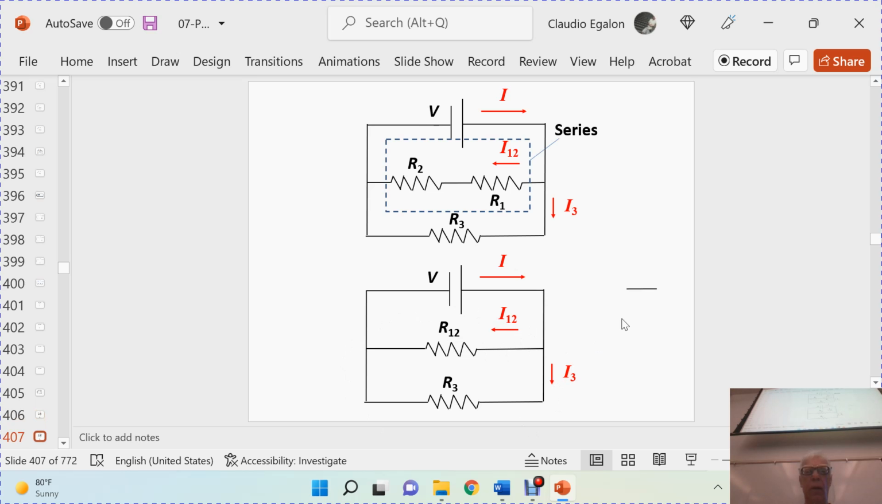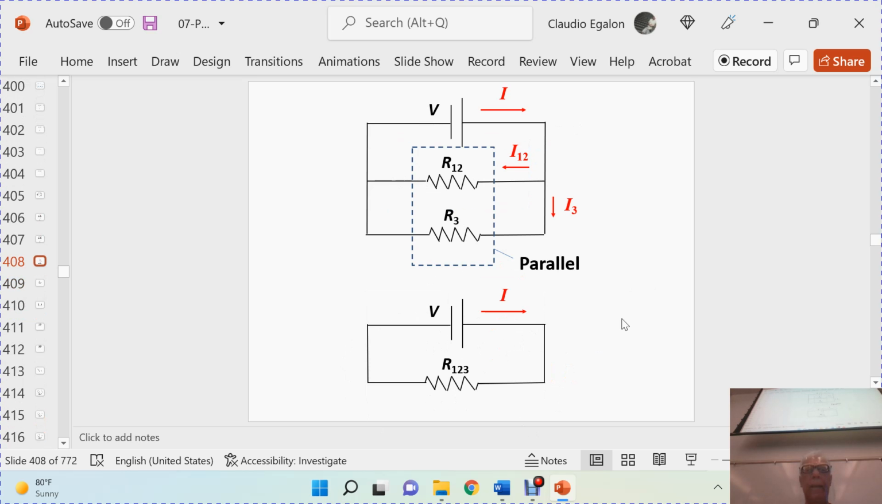Okay, here you go. That ends up to be R123. The inverse of R123 is equal to the inverse of R12 plus the inverse of R3. Okay? So practice those circuits there at home so you understand exactly how those things work. We can even put capacitors there as well. So you can have a circuit with resistance and capacitance. Okay, we're going to see that later on, not now.